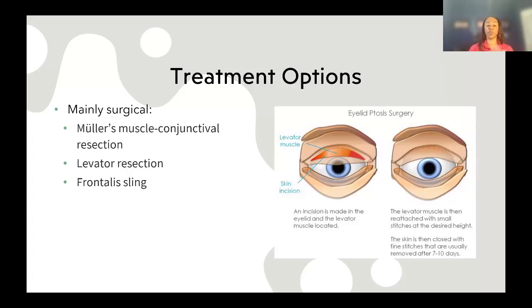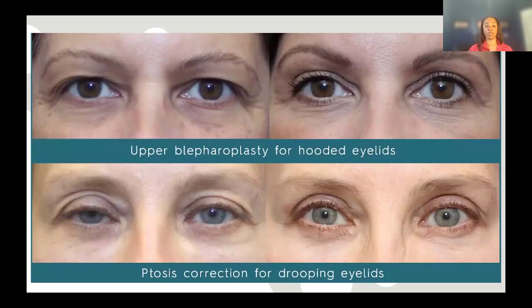You probably all know where I'm going with this case, but for my patient that had a very mild, maybe 2 millimeter ptosis, a surgical option was not what she was looking for. Blepharoplasties are fantastic for hooded eyelids, but ptosis correction is what the patient needs for actual ptosis.